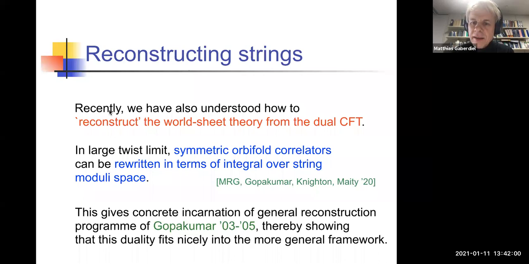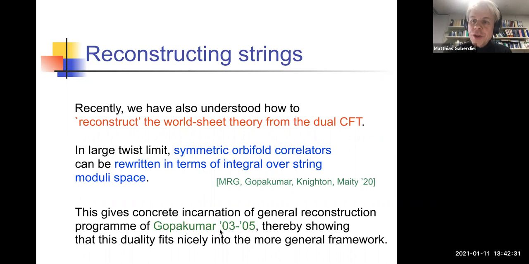But if you want to see how this duality fits into how people think about dualities of this kind, what we've been trying to do is to see whether it fits into this reconstruction program of Rajesh Gopakumar that he proposed some 15 or so years ago. And the idea there was that starting from the CFT dual, or from the Feynman diagrams of the CFT dual, there is a way of reconstructing the correlation functions of the worldsheet theory to which it's dual.